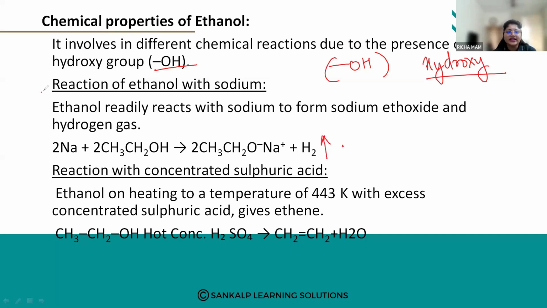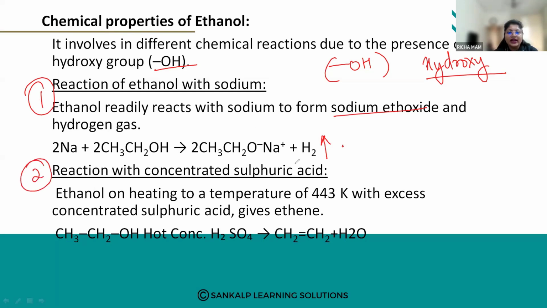So this is the first reaction. Ethanol reacts with sodium to give you sodium ethoxide and hydrogen gas. So why is it giving different chemical reactions? Because of the presence of OH.